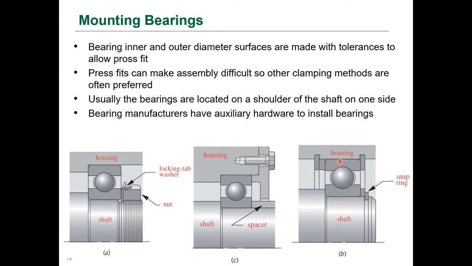Other ways are to use a snap ring here. So you'd put the bearing in here. You could put some rings, some features to locate the bearing, and then you can use a snap ring with a groove on the shaft to retain the bearing on the shaft. When you go to a bearing manufacturer, they have other hardware that they want to sell you to install their bearing, and you can look at their application notes and all the auxiliary hardware and different ways of installing them for your application. So do we have any questions so far?